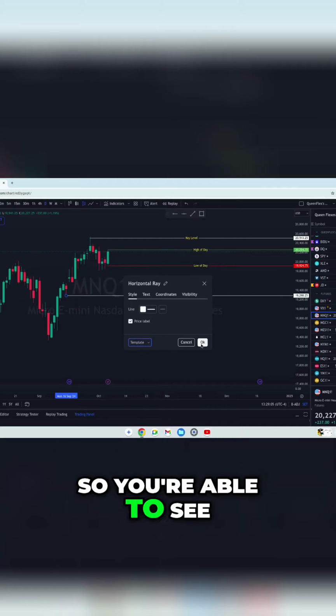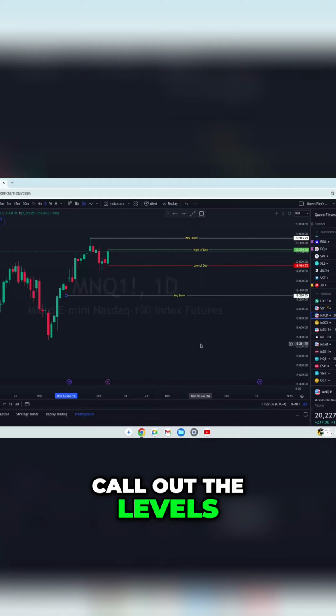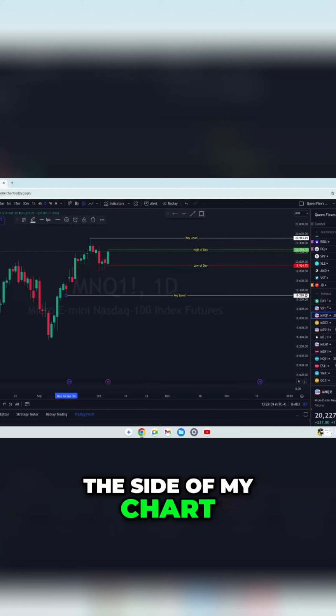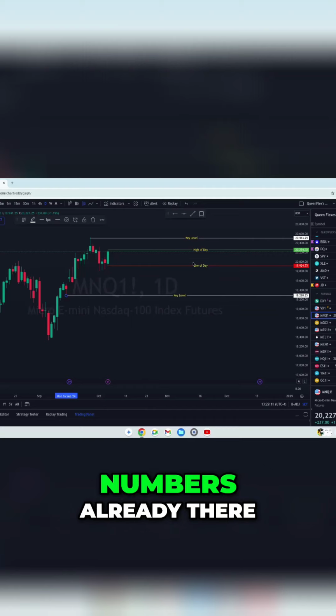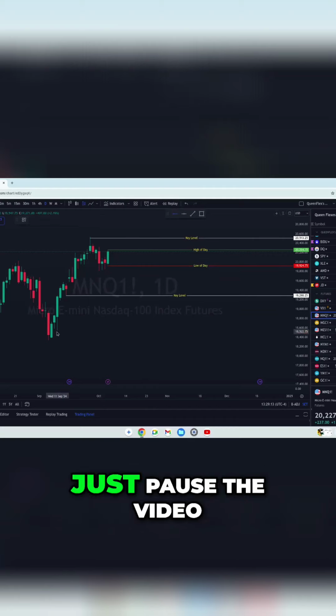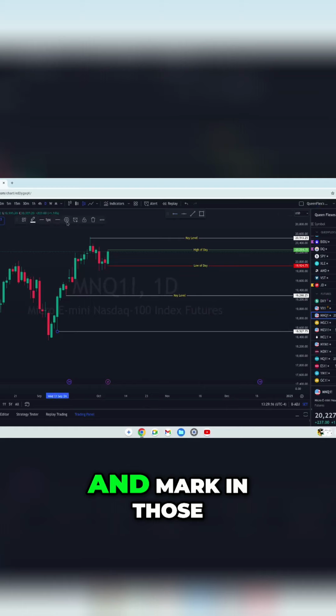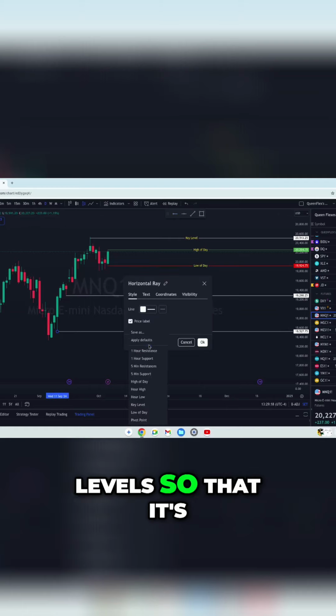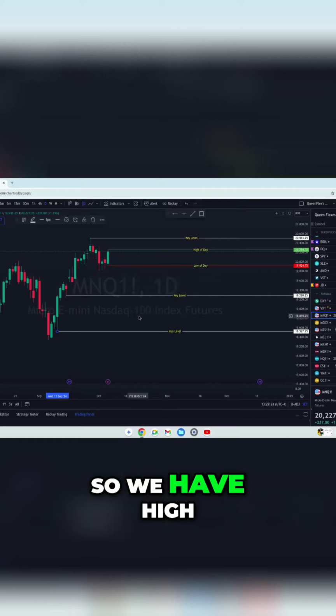So you're able to see, I'm not going to call out the levels. If you look at the side of my chart, the levels have the numbers already there. So you can literally just pause the video and mark in those levels so that it's precise for you. All right. So we have high of the day, low of the day, key levels.